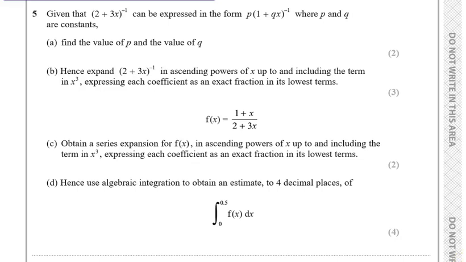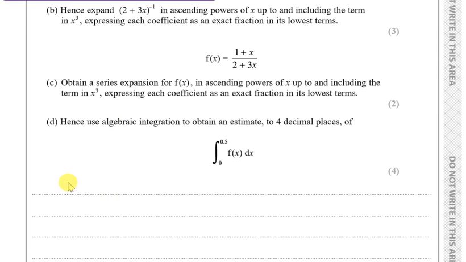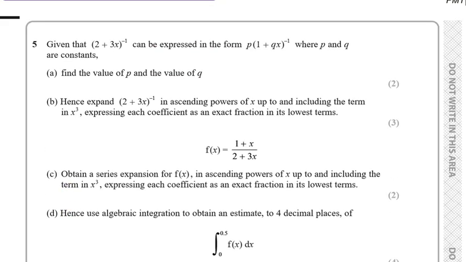Hi everyone, this is question number 5 of June 2022, paper 1. The question begins by saying that, given that (2 + 3x)^(-1) can be expressed in the form p(1 + qx)^(-1), where p and q are constants, find the value of p and the value of q.